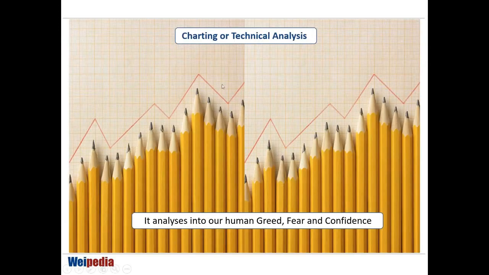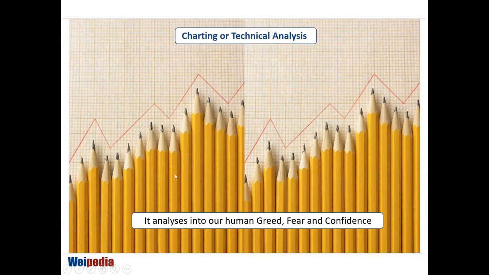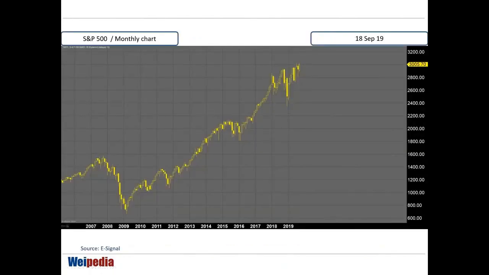Now, it means that when we look at a chart, we always analyze, this may be the live price right now, we're analyzing on a S&P 500 monthly chart. We're analyzing from the left, all the way back to the left, we're analyzing the history of the chart. Now, the history comprises a lot of interesting behavior. Now, we are analyzing into our human greed, fear, and confidence. Okay, just a very quick demonstration of this monthly chart for S&P 500.